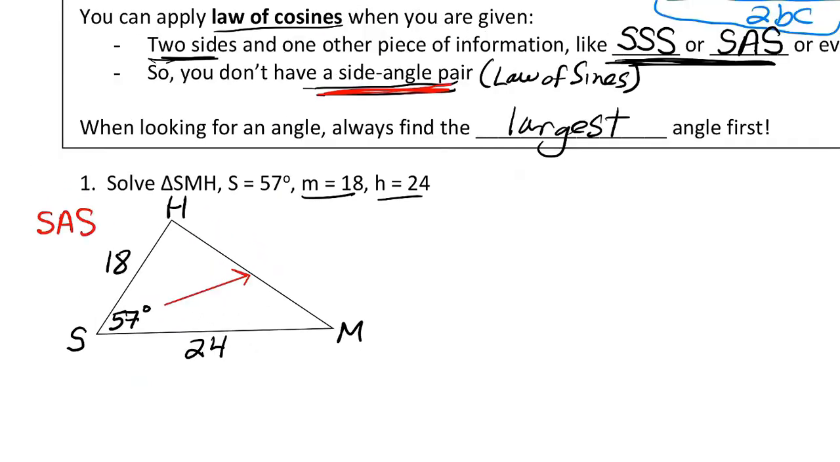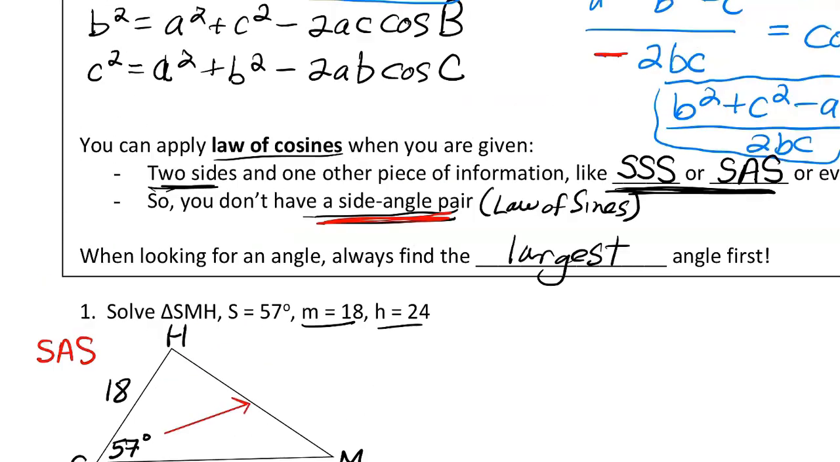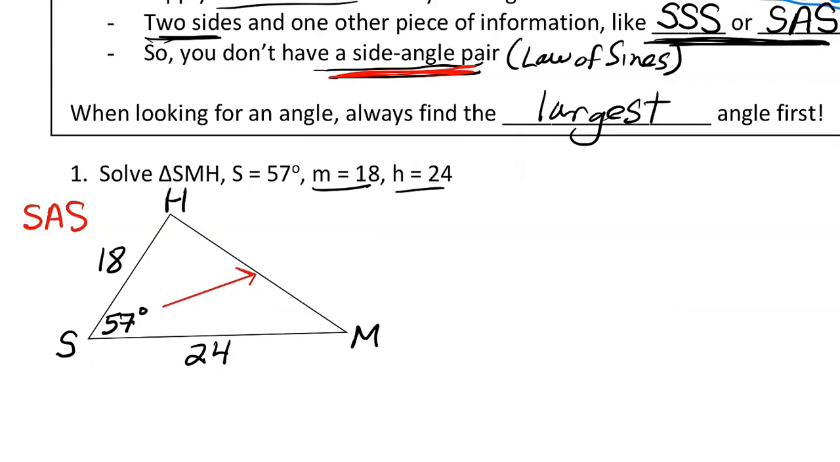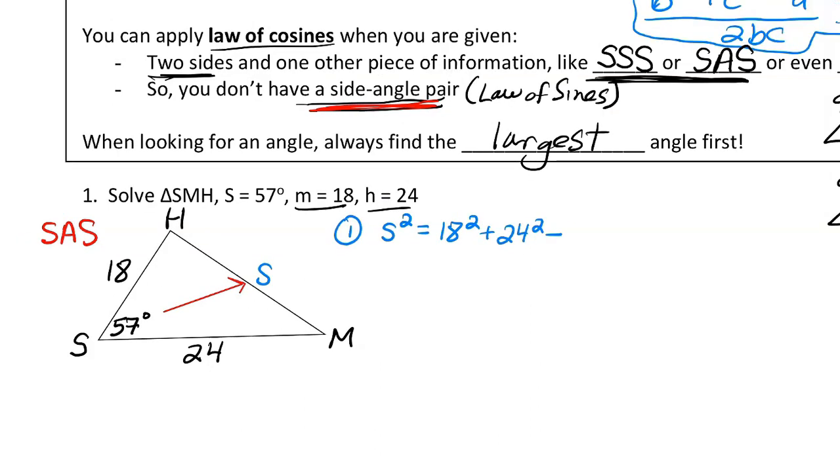So let's set up a law of cosines formula, one of these guys up here that we have. Now you'll notice there's no A, B's, and C's, but the general idea is if we know this angle, 57 degrees, we should start by finding this side S. So when we write our law of cosines, I'm going to write number 1, because we have several steps to do here. Number 1, we're going to start with our side S, and then we're going to write the other two sides squared, 18 squared plus 24 squared. And then we're going to write, based on the formula, minus 2 times 18 times 24 times cosine of the angle 57 degrees.